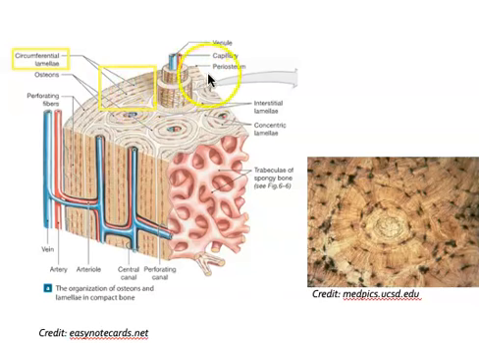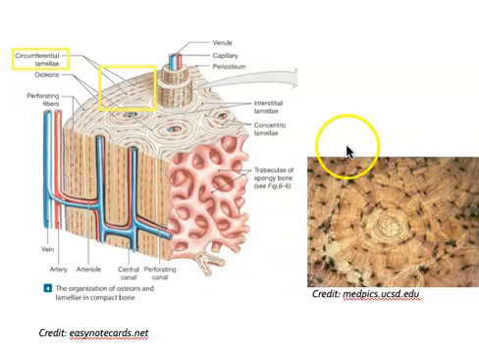Now, if we come in from the periosteum, these are the circumferential lamellae. They are surrounding all of the clustered osteons. The circumferential lamellae are described as being external and internal. The external are the ones that are heading towards the periosteum. The internal are the ones that are heading towards the medullary canal and the endosteum.